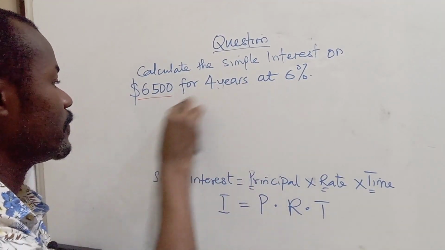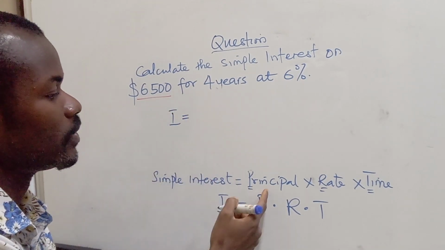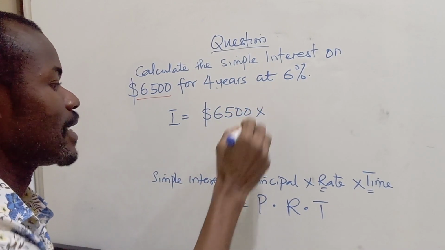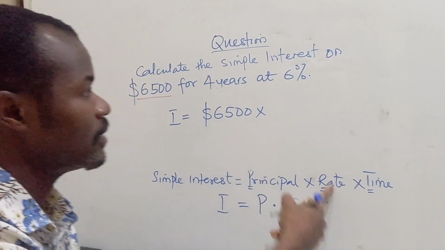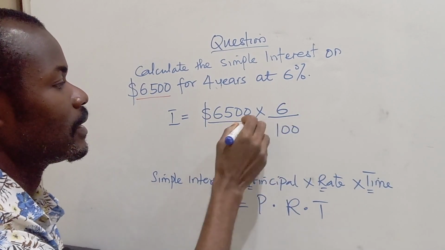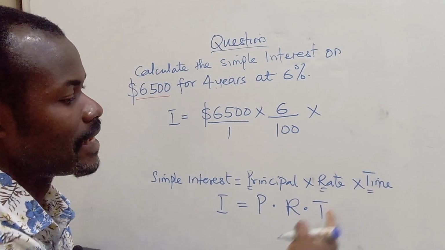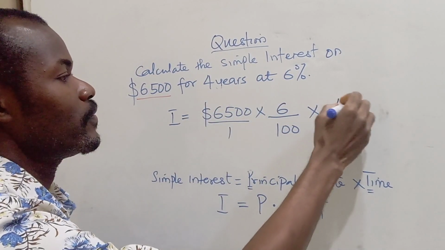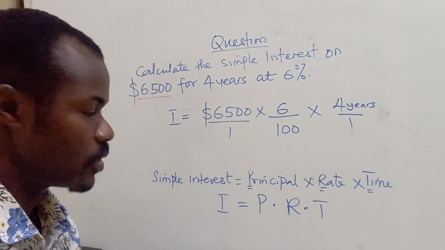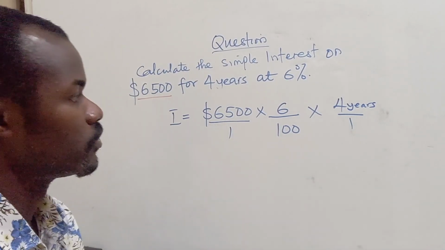Now let's input these values into this expression. We are going to have I, which is the interest, equal to the principal, remember, is 6,500 US dollars, times our rate, which is 6%, so 6 divided by 100, cancel to put over 1 here, then times the time, which is 4 years. So 4.